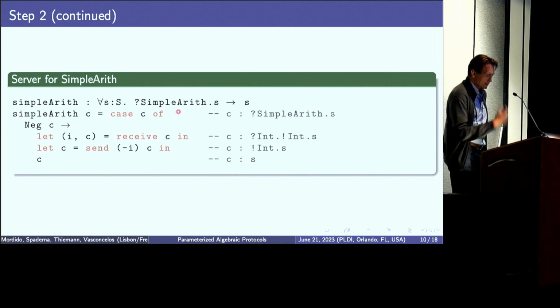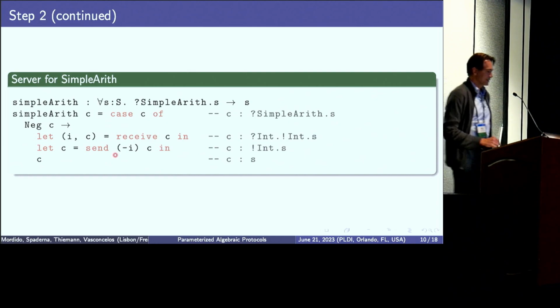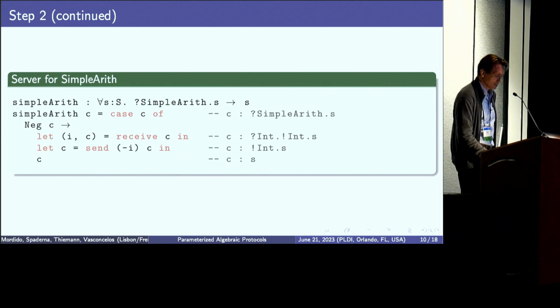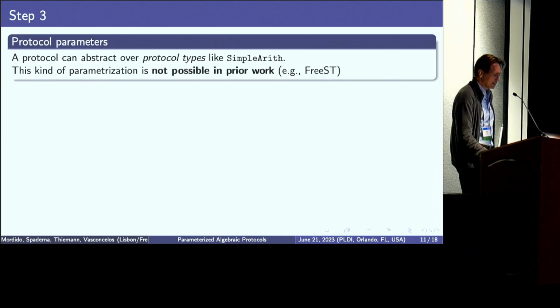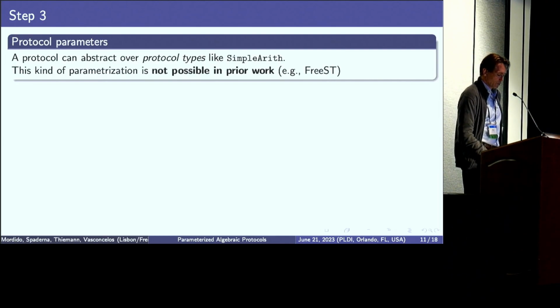Here, just to show you some code. This is a server that makes use of this protocol. This is the simple arithmetic protocol in receiving direction. So we case on the channel, and then we first receive, and then we send. All that is type checked, and that is fine. Just to give you an idea, I don't want to go into detail through the code, but you can do that at your own pace in the proceedings.